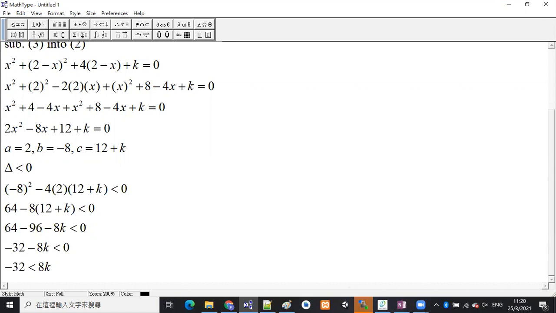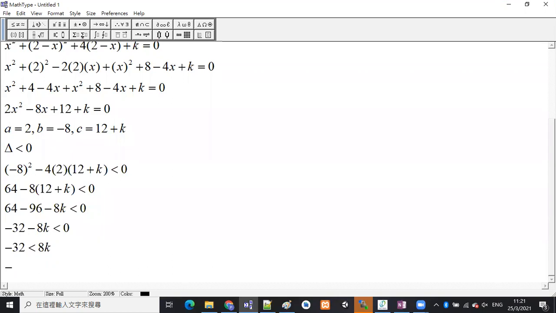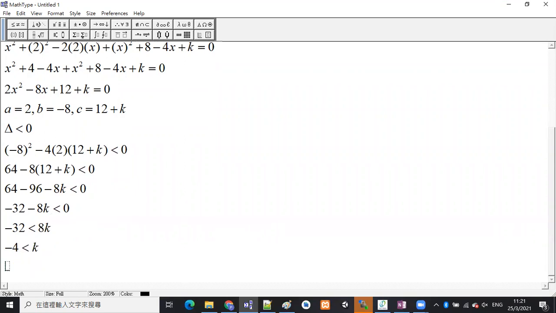And then we can divide the 8 to the left. So negative 32 divided by 8 is negative 4, which is less than k. And finally, we just write the k on the left. K is on the larger side. Okay, so k should be larger than negative 4. And that is the answer. That is the range of values of k. Can you follow? Okay, can you get this answer? Yes, good.